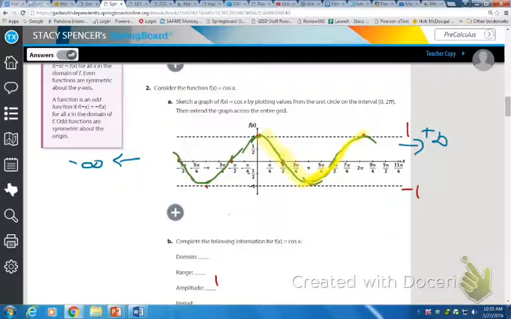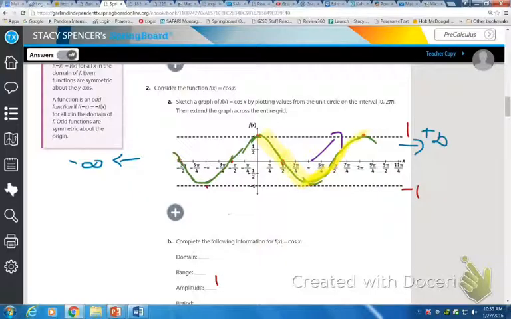Identify the interval on 0 to 2 pi for which the cosine function is increasing. So where was this thing increasing? Okay. Over here from negative pi to 0, and then over here from pi to 2 pi. Okay.